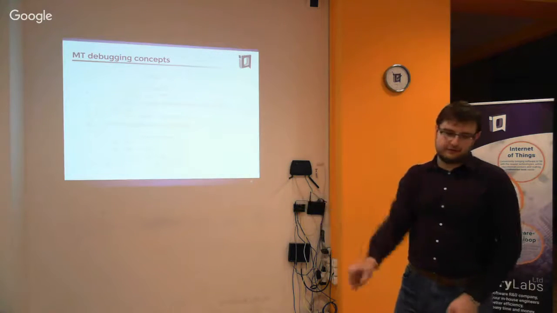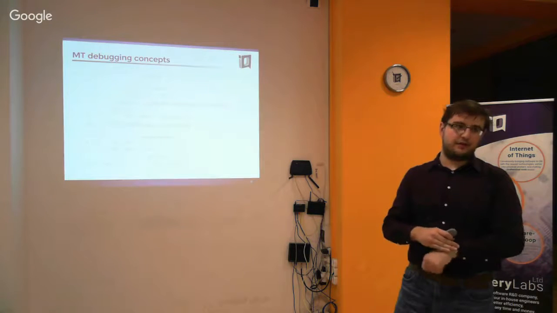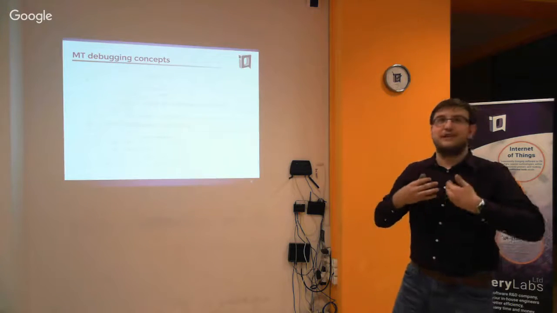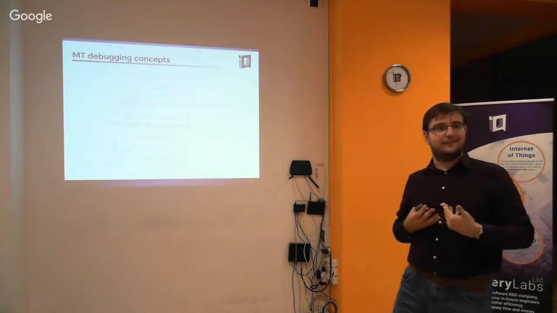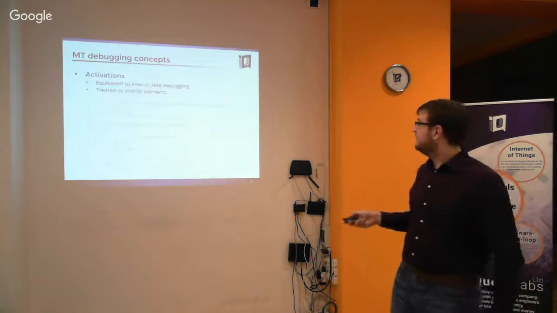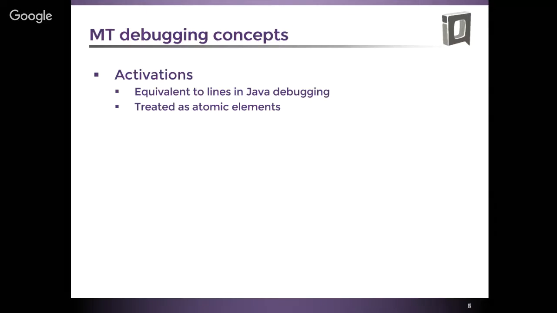So in order to introduce a model transformation debugger, we needed to redefine some standard debugging concepts. For example, in our case, activations are equivalent to lines of code in a standard Java or any other conventional language. Meaning that in our case, activations are treated as atomic elements by the debugger.